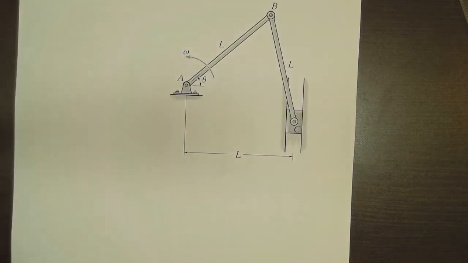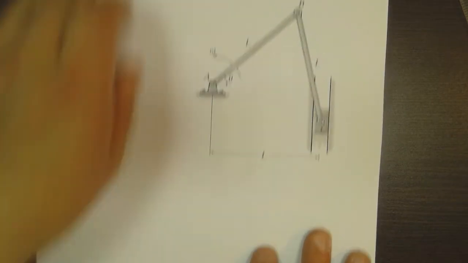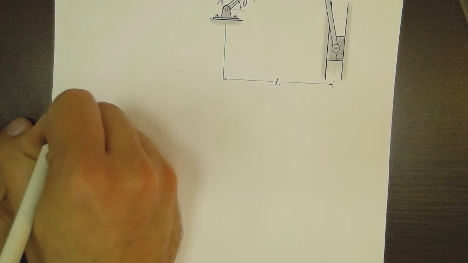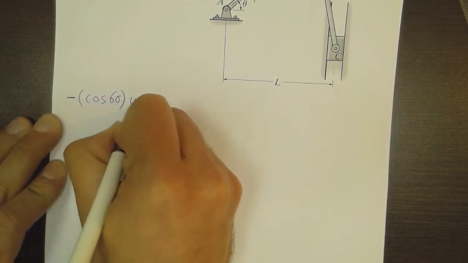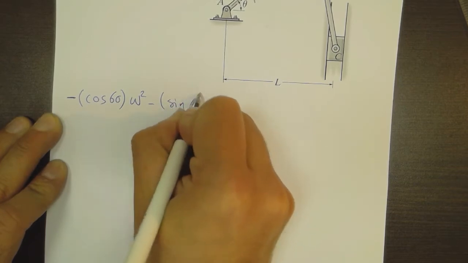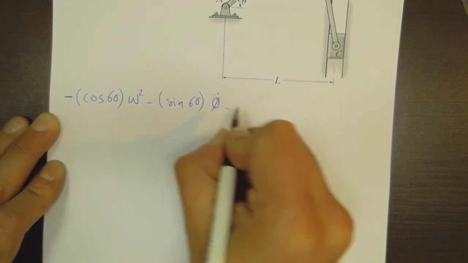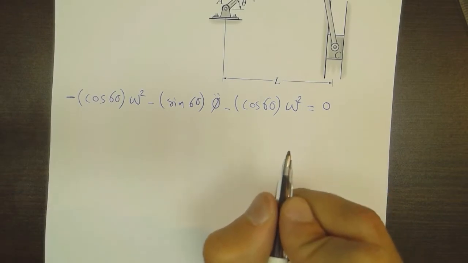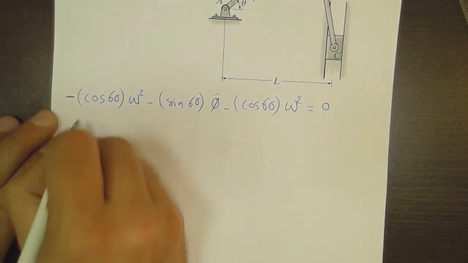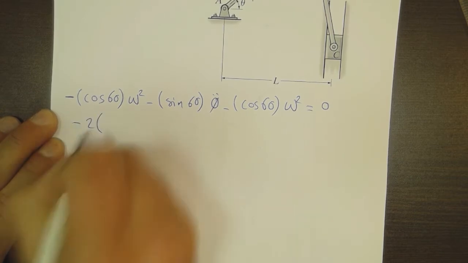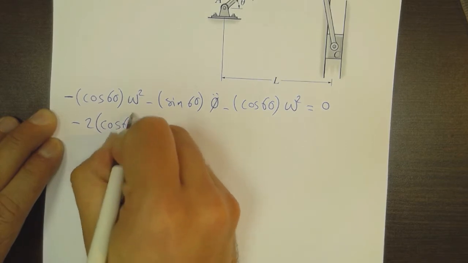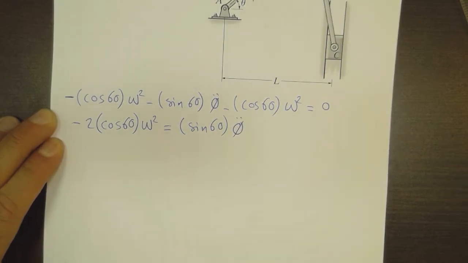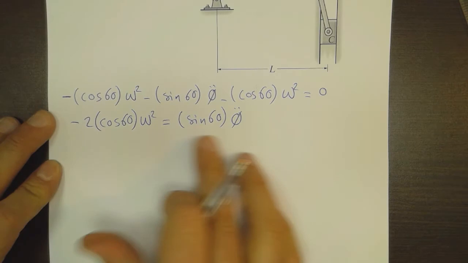Going to the second page here, I would write this down to say minus cosine 60 times omega squared minus sine 60 times phi double dot minus cosine 60 times omega squared equal to 0, and this would give us in the end minus 2 cosine 60 times omega squared equal to sine 60 times phi double dot. Okay, so this is the relationship that we now have.